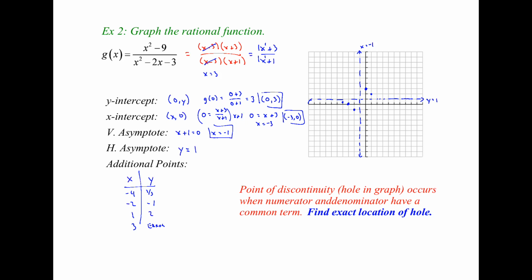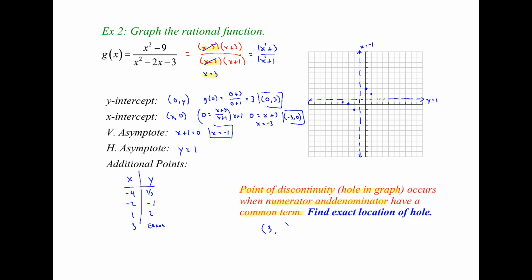Well, what happens when our factors cancel, which is what happened at x minus 3 and x minus 3, which is at x equals 3, we have what's called a point of discontinuity or a hole in the graph. And this occurs when the numerator and denominator have a common factor or a common term. And so we have this hole in the graph, and it's a single point, and we've got to figure out where it's located.